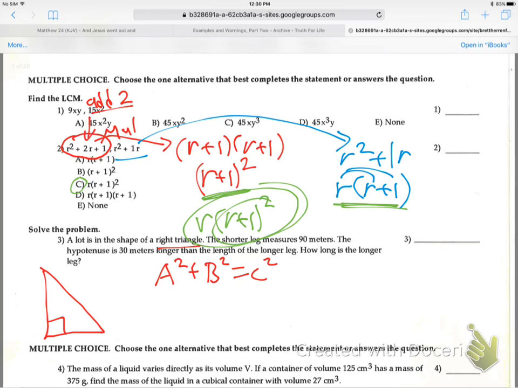Okay. Now, they say the shorter leg is 90. So, like, the legs are the two sides that hit the right angle. These are the legs. One of them's 90. And then they say the hypotenuse. Which side's the hypotenuse? That's this side, huh? It's the longest side, the side not touching the right angle, the side that's across from the right angle, huh? It's the hypotenuse, and the hypotenuse is 30 longer.